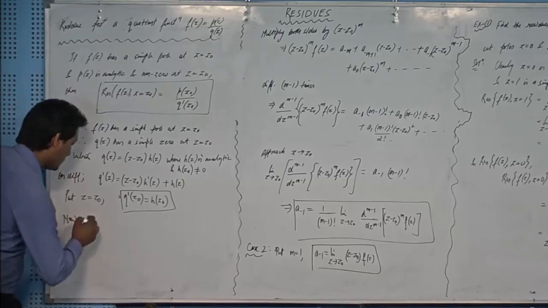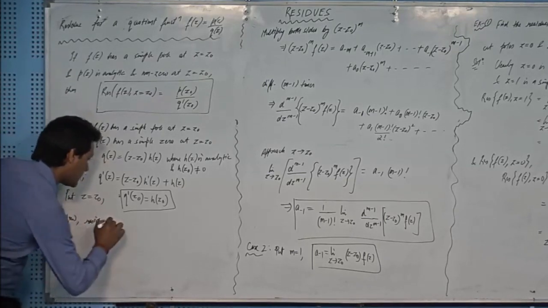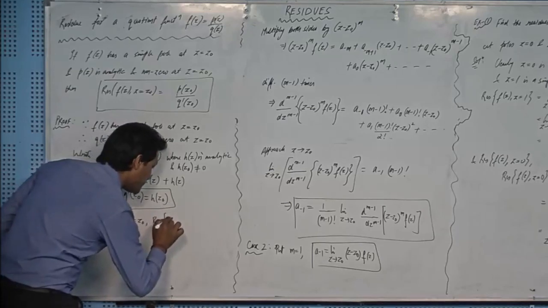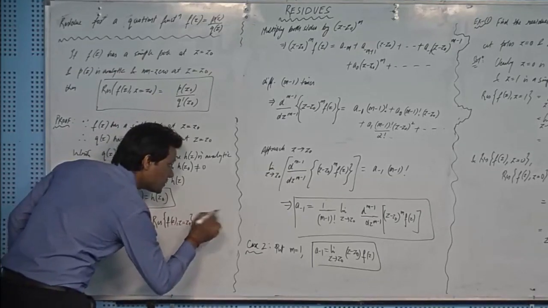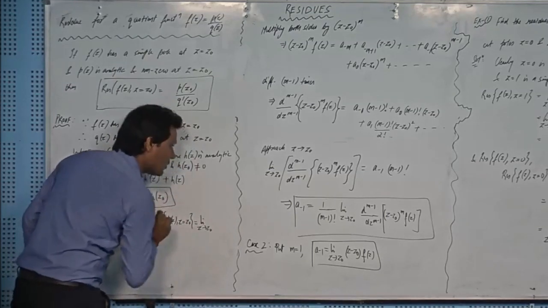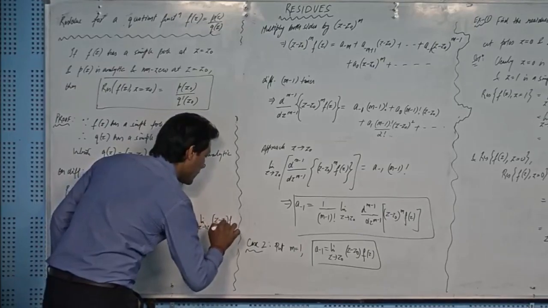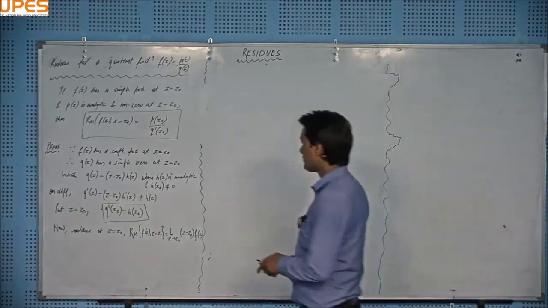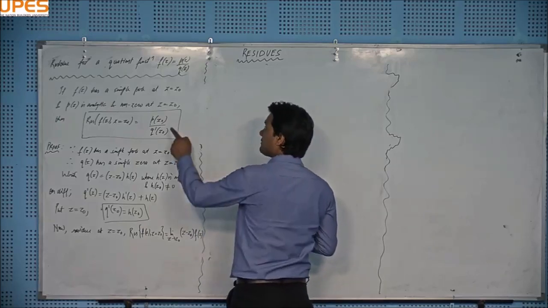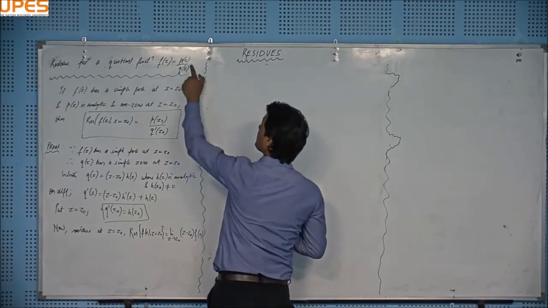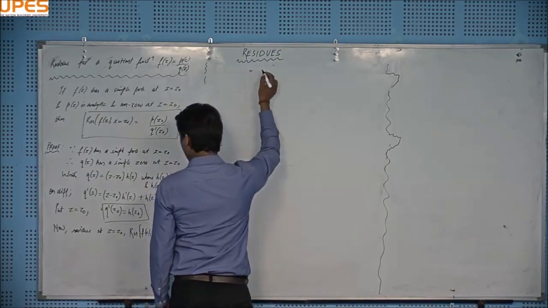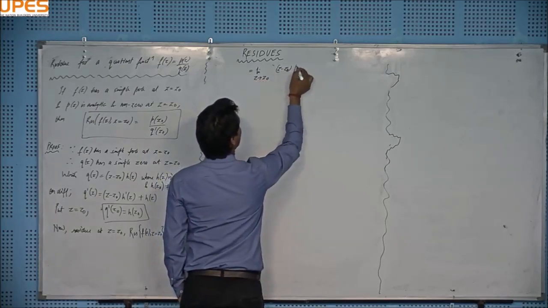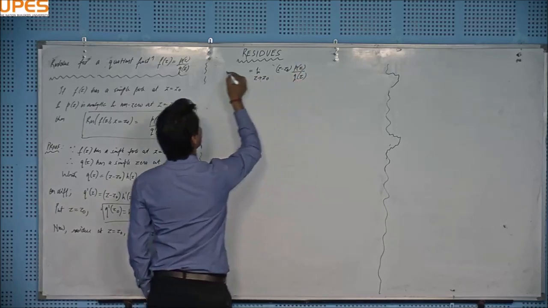Now, the residue at z equal to z naught is given, using that formula, by the limit as z tends to z naught of (z minus z naught) into f(z). Now plug in the value of f(z). f(z) is p(z) over q(z). So it equals the limit as z tends to z naught of (z minus z naught) p(z) over q(z).